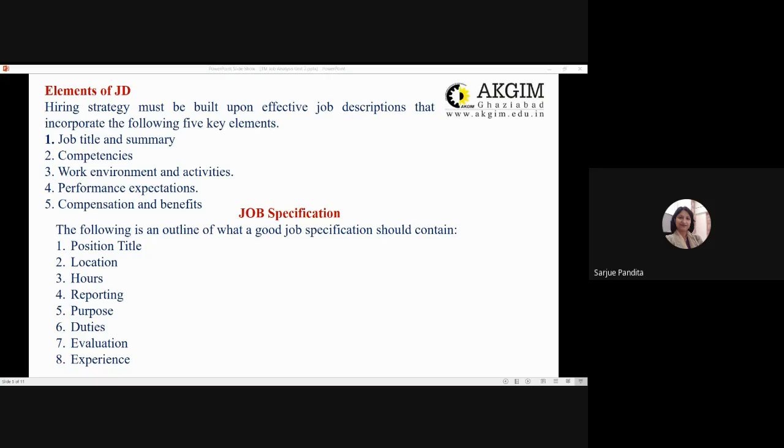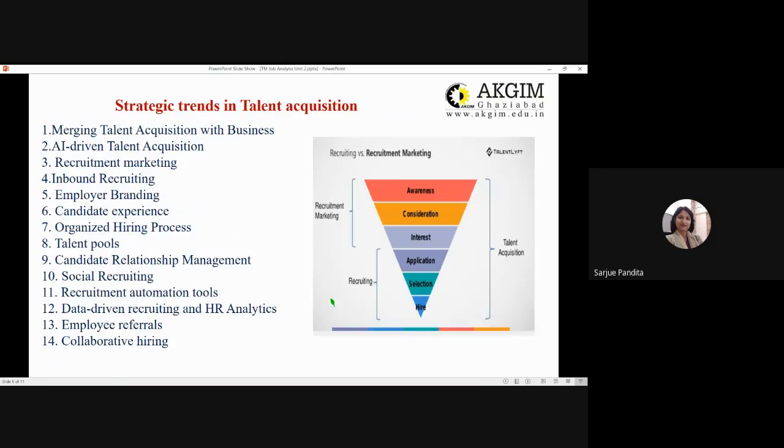Then evaluation, how you will measure whether the purpose is achieved or not. Then experience, any skills, qualifications, or personal qualities that are required. You can separate these between essential experience and desired experience. So this was about job analysis, JD and JS.